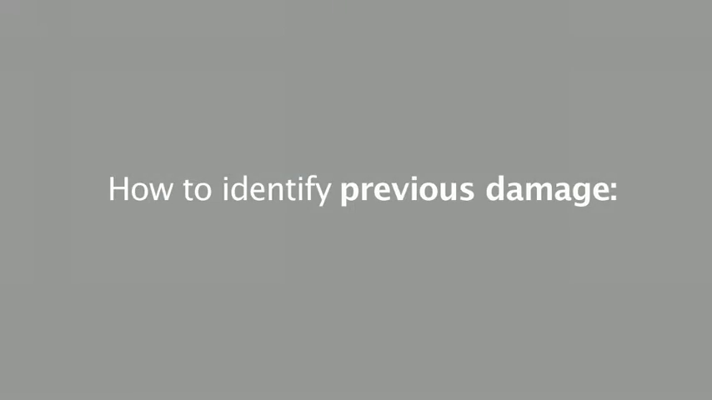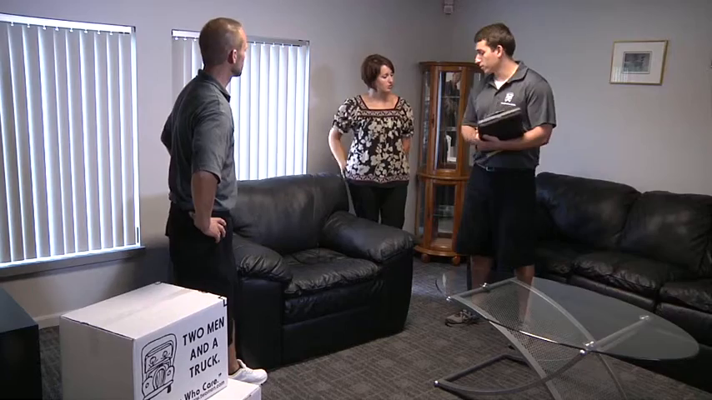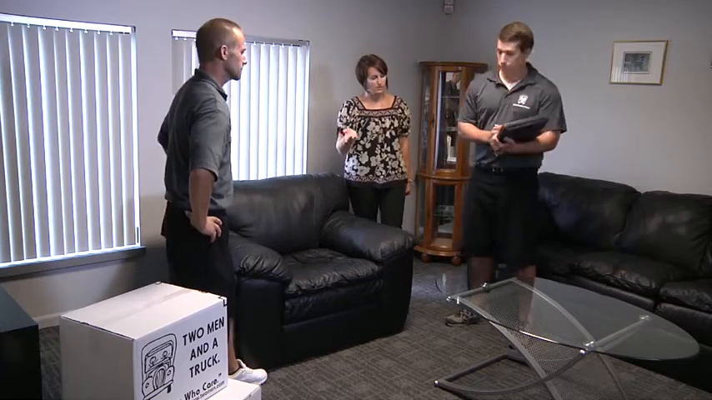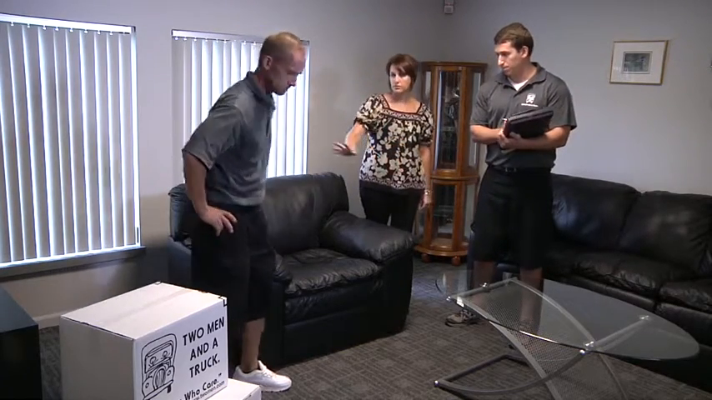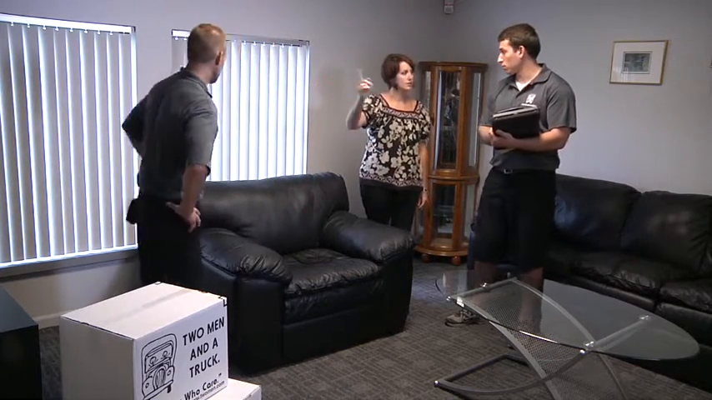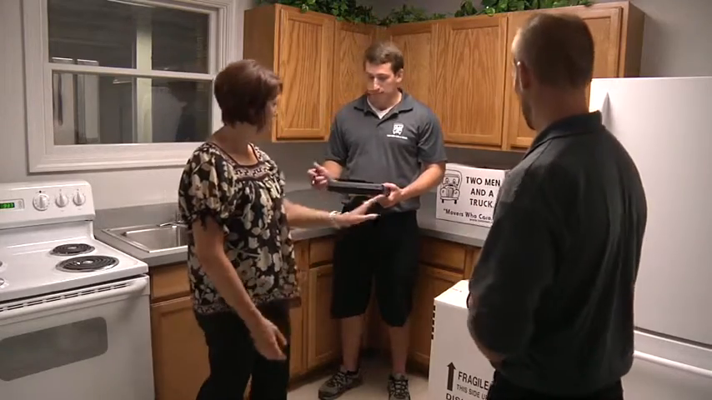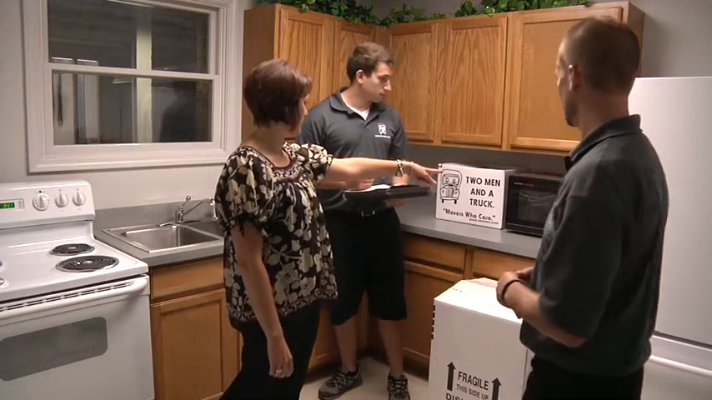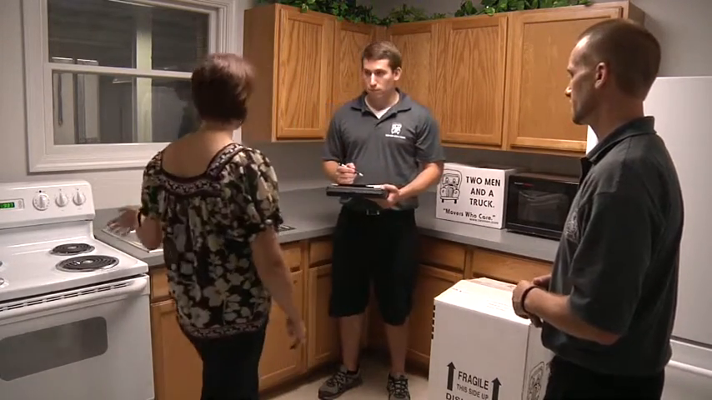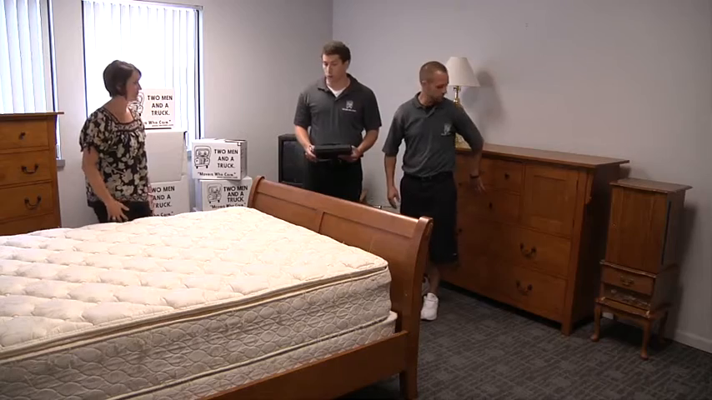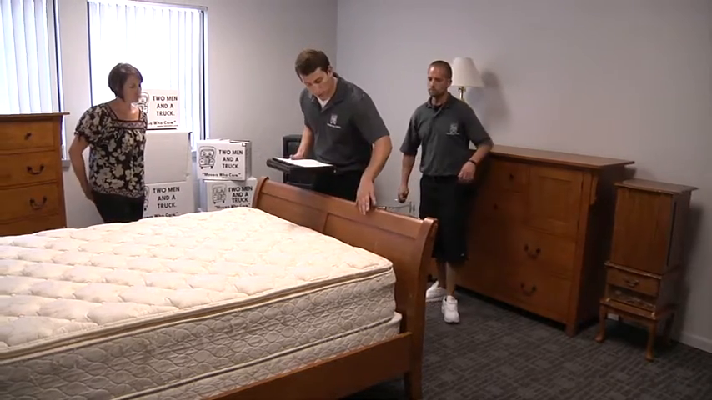How to identify previous damage. When you conduct your walkthrough with the customer, you will want to quickly take a look at the items you will be moving to identify any previous damage. Previous damage can be found on almost anything, such as a small scratch to a wood table, the wood floor, or the wall. Or it can be a crack in the mirror or glass.